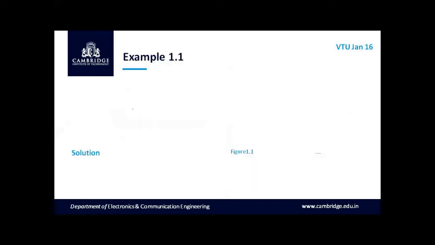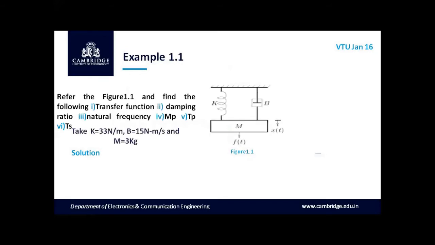So let's look into the next problem. Refer the figure 1.1 and find the following. Number 1, transfer function. Number 2, damping ratio. Number 3, natural frequency. Number 4, MP, which is nothing but maximum peak overshoot. Number 5, TP, that is a peak time. Number 6, the settling time TS. And you have been given with the constants.